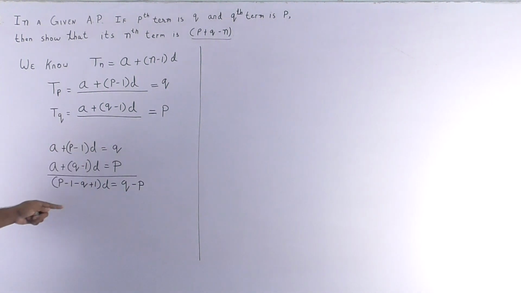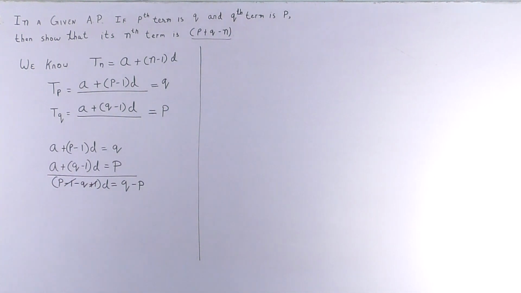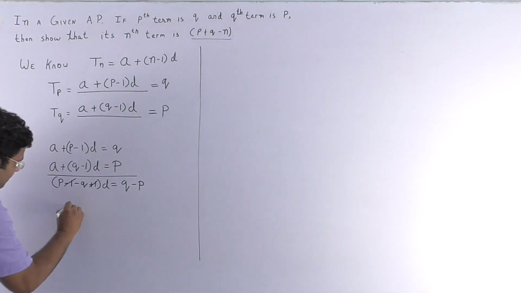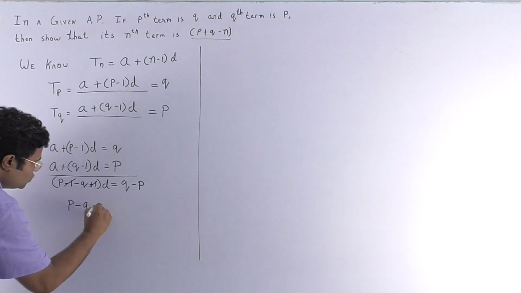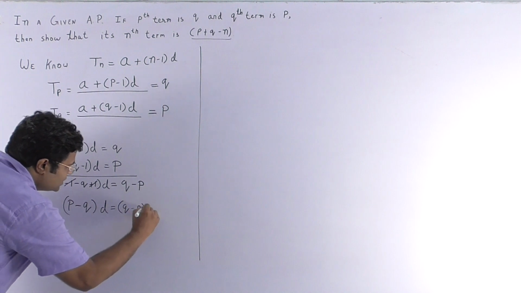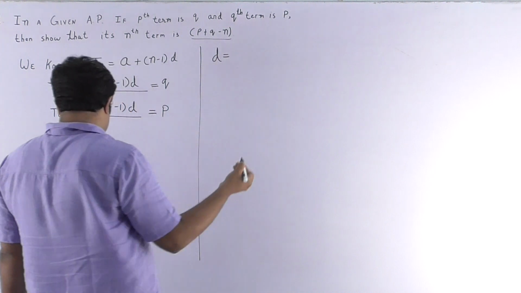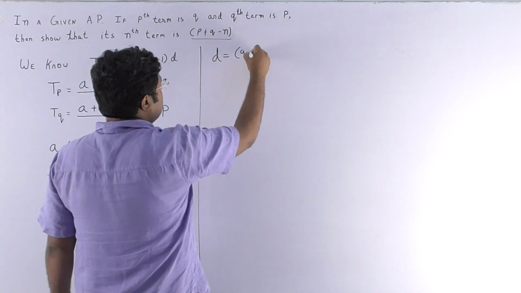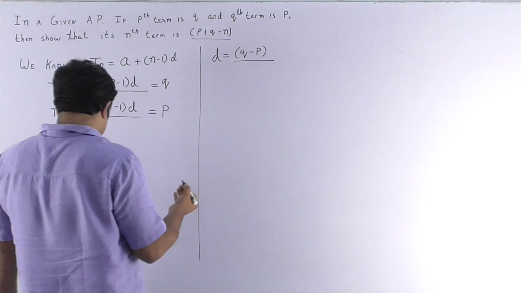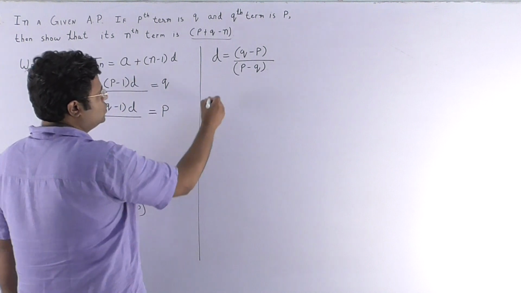Please see here, (P minus 1) D minus (Q minus 1) D is equal to Q minus P. Now minus 1 and plus 1 will get cancelled. Here we get (P minus Q) times D is equal to Q minus P. Now what we do? We write D is equal to (Q minus P) upon (P minus Q).